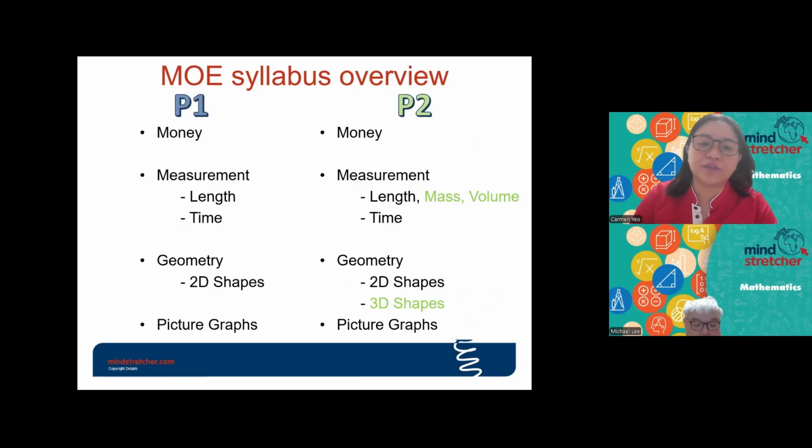Okay, there's some difference in the money they learn in primary one and primary two. So primary one, they only learn dollars. Okay, whereas in primary two, they start to learn about cents. All right. And measurements, we see length and we see time.